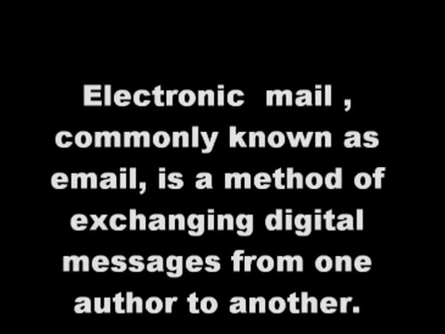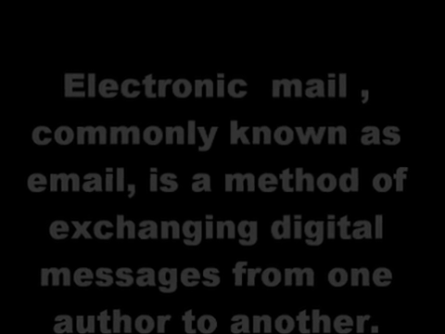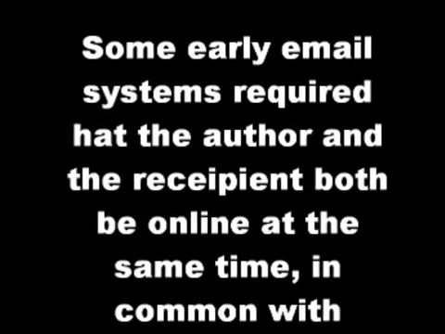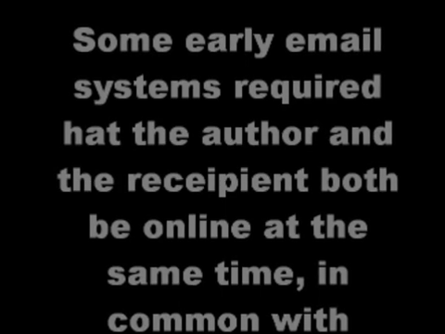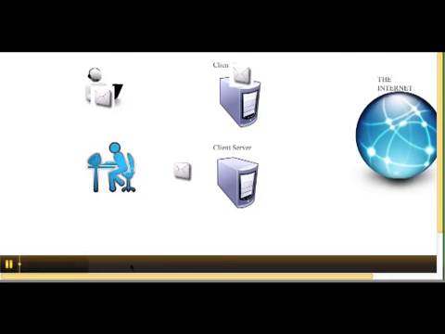Electronic mail, commonly known as email or e-mail, is a method of exchanging digital messages from an author to one or more recipients. Modern email operates across the internet or other computer networks. Some early email systems required that the author and the recipient both be online at the same time, in common with instant messaging. Today's email systems are based on a store and forward model.